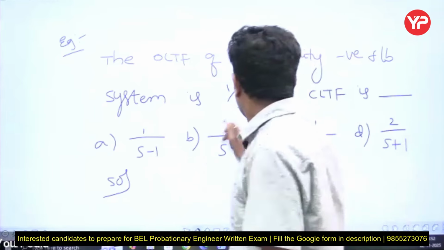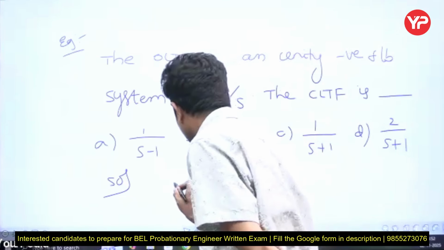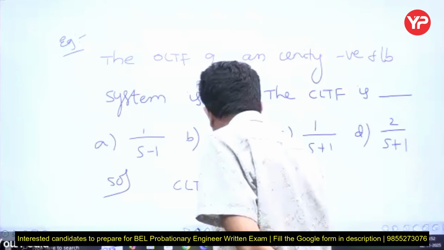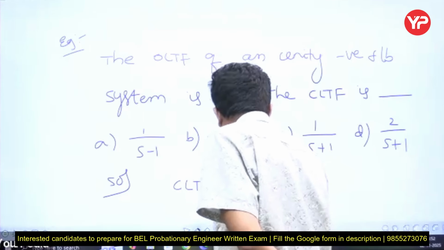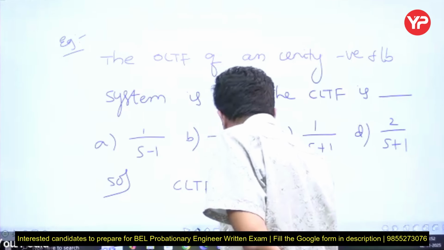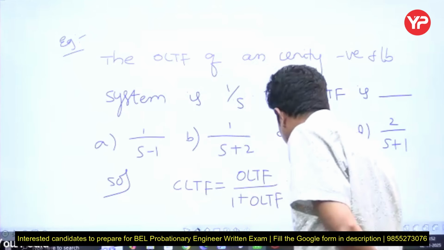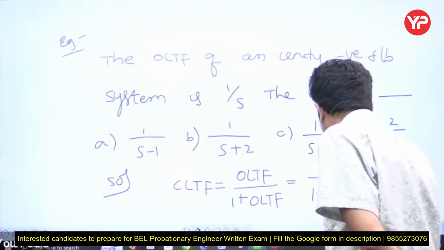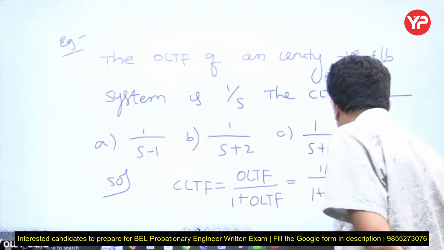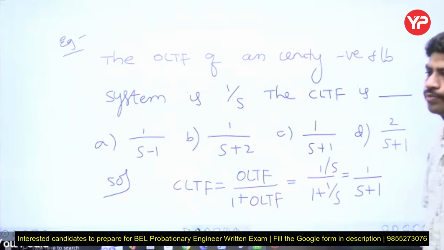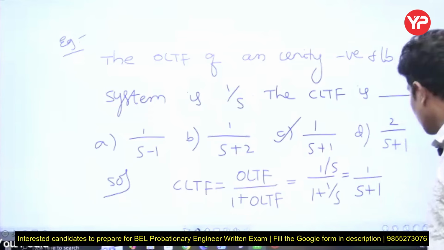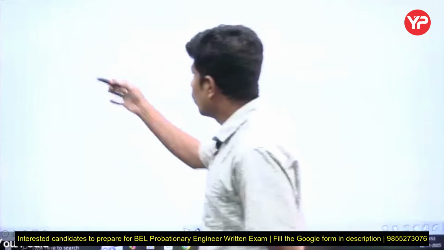First of all, for a unity negative feedback system, what do we get? CLTF is equal to OLTF by 1 plus OLTF. Very simple. 1 by S over 1 plus 1 by S, that is equal to 1 by S plus 1. That's all. Very simple. Why is it A? It is not A. It is C. Right? Then let me give the next question.